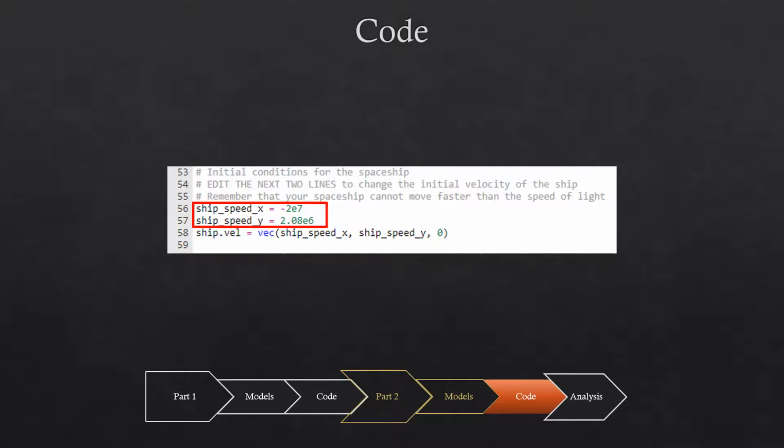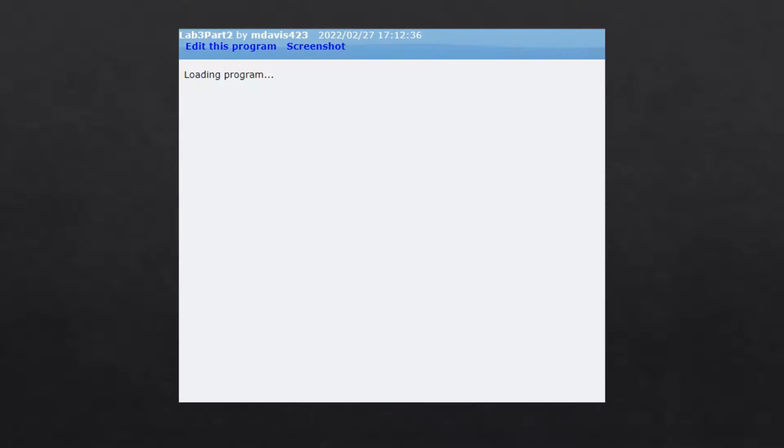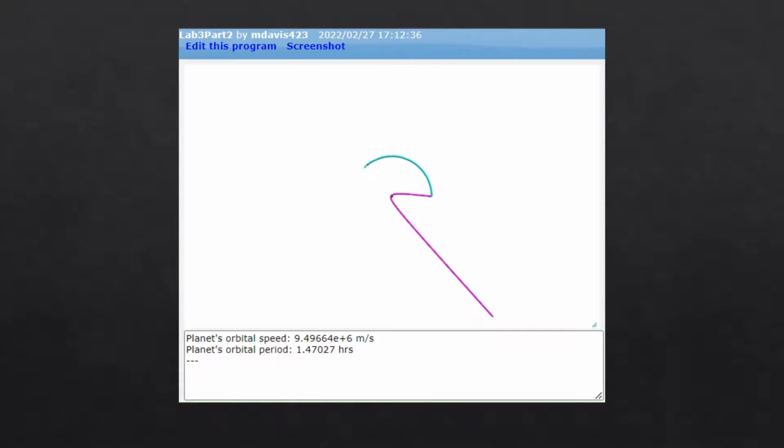I found that the minimum y velocity I needed to escape the planet was 2.08 times 10 to the 6 meters per second, and the minimum x velocity for the ship to not crash into the black hole was negative 2 times 10 to the 7th meters per second. Running the simulation, we can see that our spaceship leaves the planet, gets very close to the black hole, and flies away.